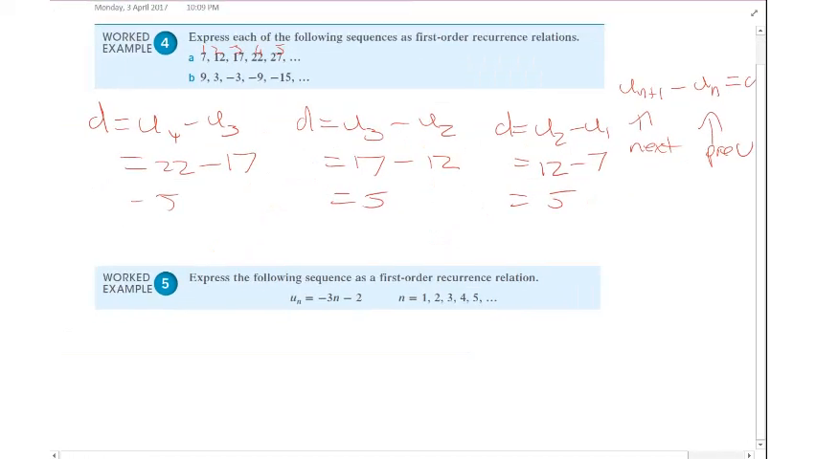So what we're saying here is, remember, our first order relationship is given as U(n+1) = U(n) + D. Therefore, we've found out D is 5. So I can write U(n+1) = U(n) + 5. But I've got to make sure I keep the important point of saying that U1, our first term, equals 7.